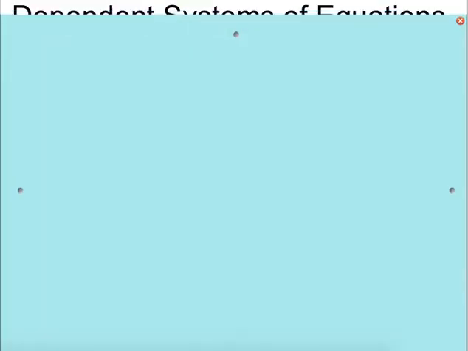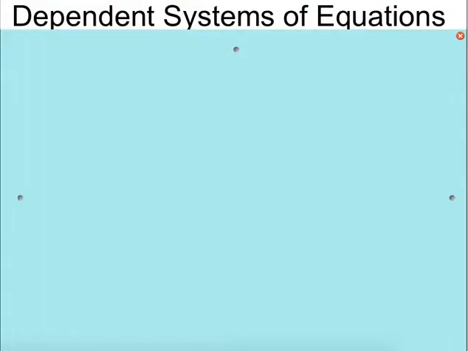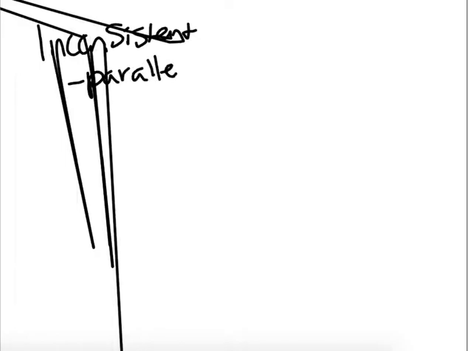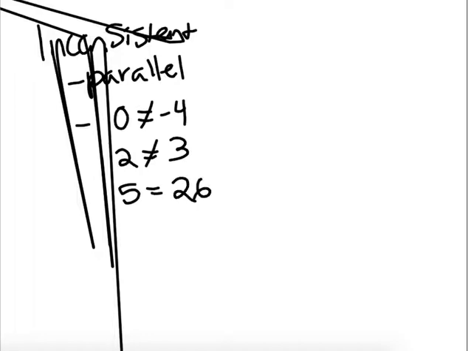Okay? So when we review a little bit on these two types, if we have an inconsistent solution or inconsistent system, we are going to get answers to our system. Well, of course, they're going to be parallel. And we are going to get solutions like 0 equals -4, or 2 equals 3, or 5 equals 26. Okay, we're going to get solutions that are not true.